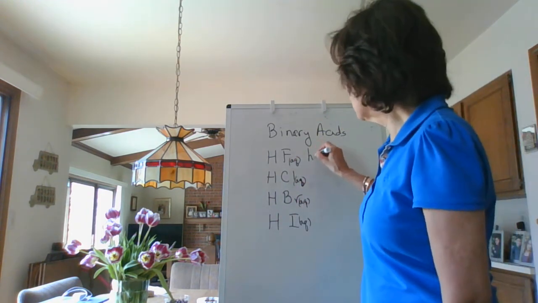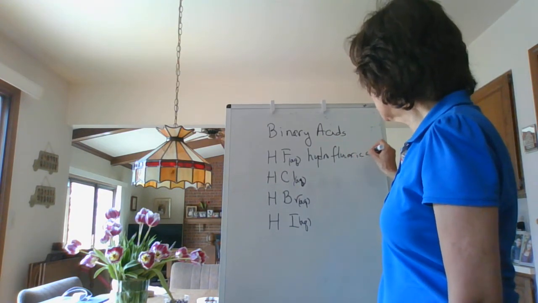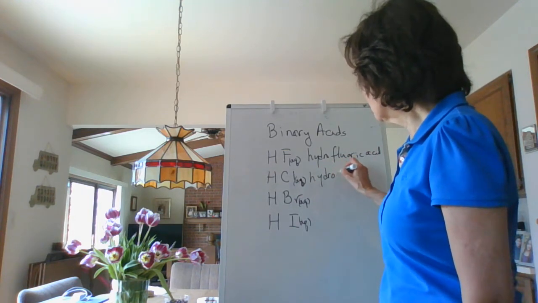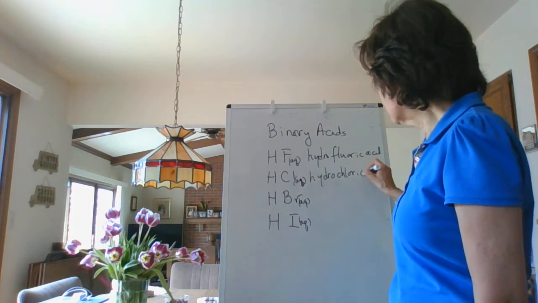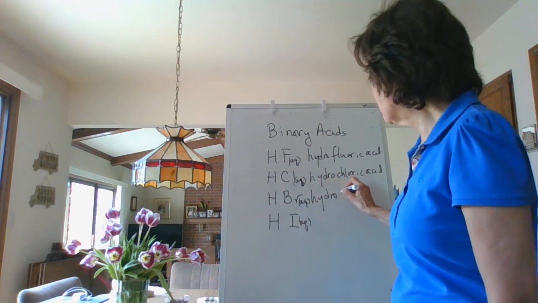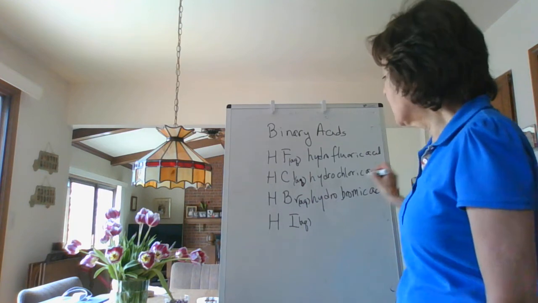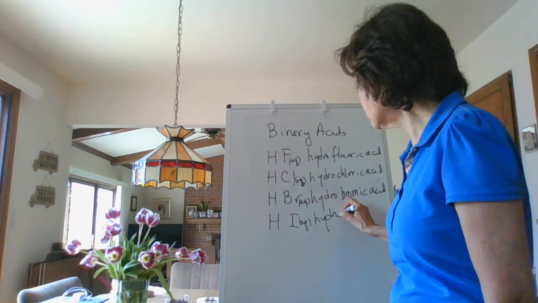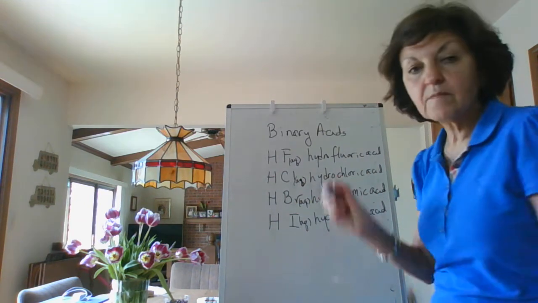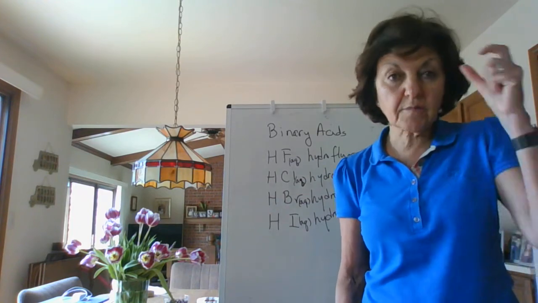This is hydrofluoric acid. And this is hydrochloric acid. And this one would be hydrobromic acid. And this one is hydroiodic acid. Okay? So binary acids, you have to use the term hydro.